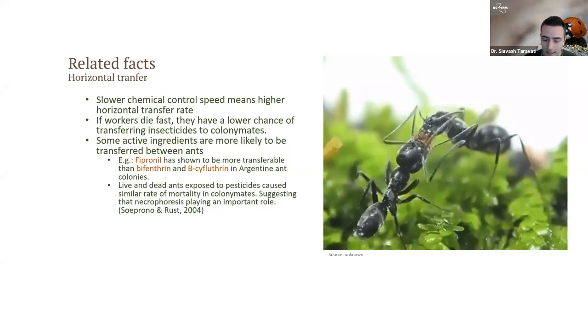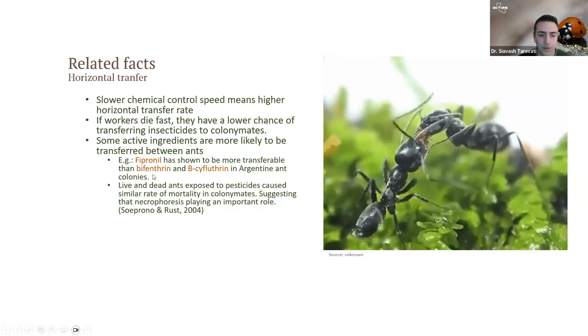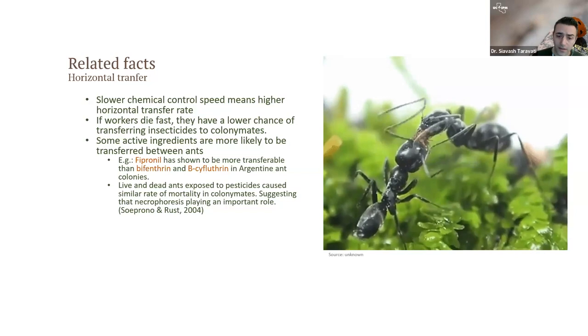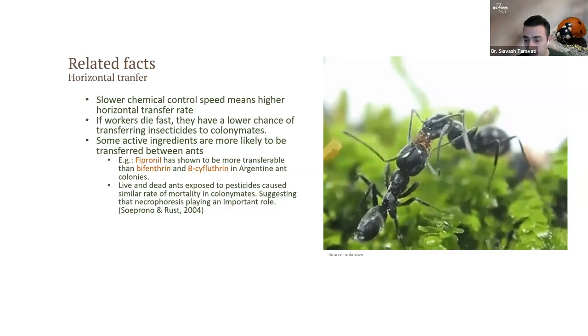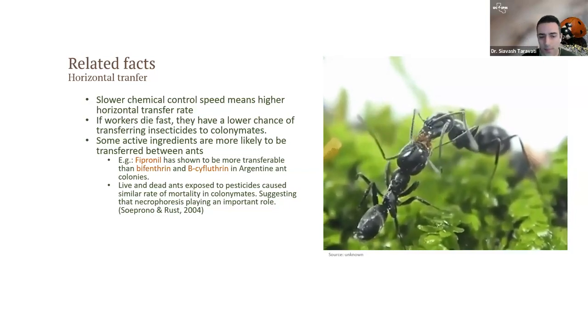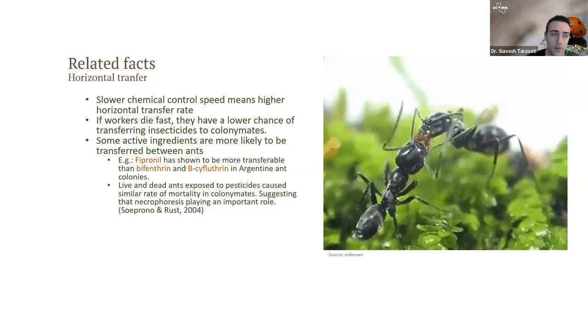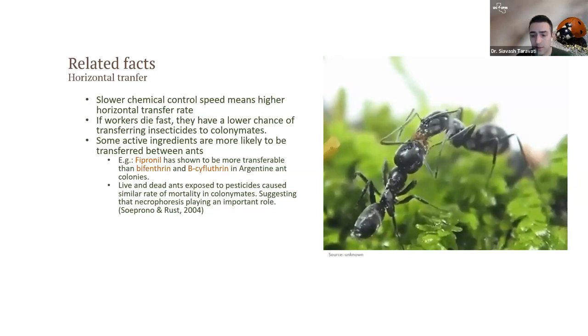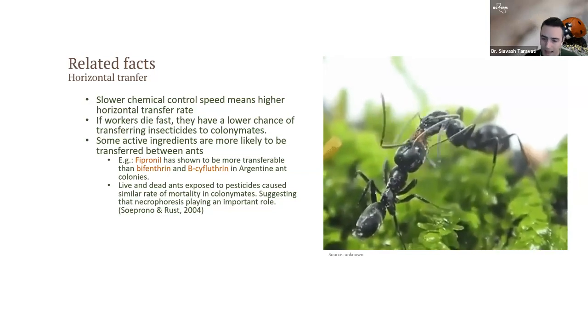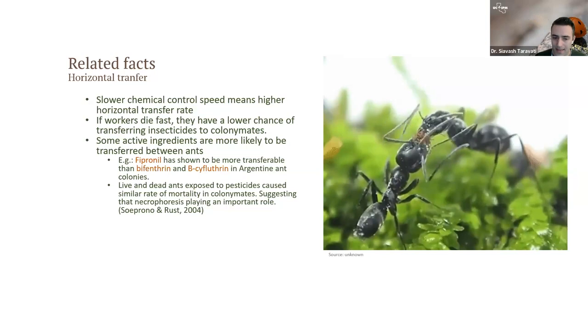Different active ingredients have different inherent potential to get transferred. For example, one study showed that fipronil has very, very high transfer rates compared to bifenthrin and beta-cyfluthrin. It means that anytime you apply fipronil, it's much more likely that ants will pass it to more individuals compared to other ones. Other ones have it too, but some active ingredients have a higher capacity to get moved between individuals.